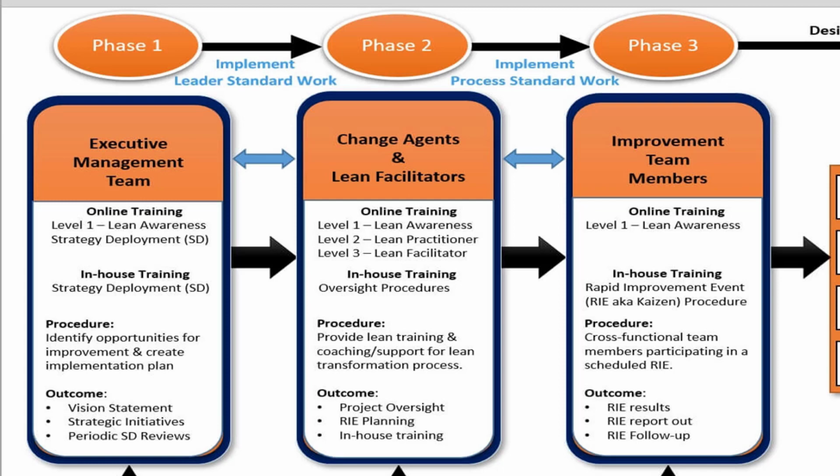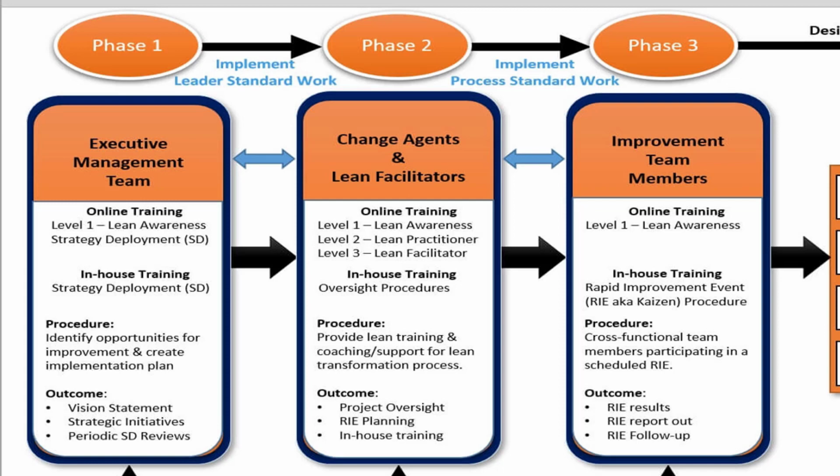So the outcome of this phase is for them to fully understand project oversight, to really understand rapid improvement event planning, and then to do in-house training for all people that are going to come underneath them or that they're going to train themselves, such as improvement team members, etc.